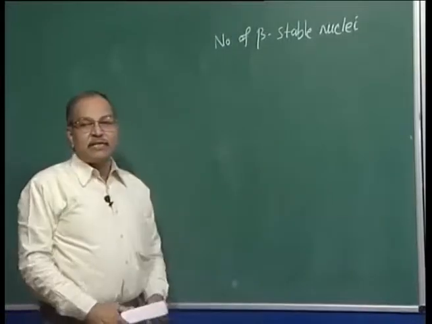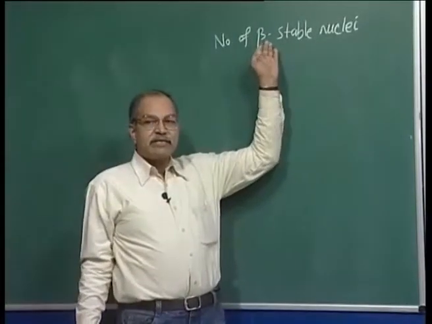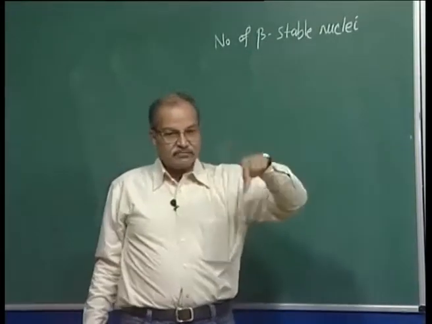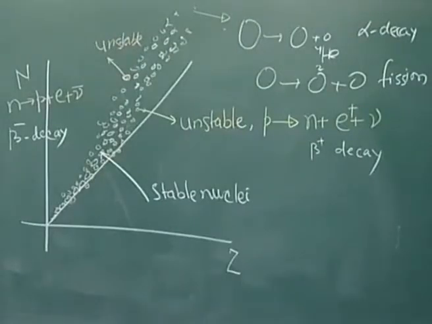Number of beta stable nuclei: the nuclei which are stable against beta decay, beta plus or beta minus. You remember that figure, N versus Z, once again. In that middle part you have all stable nuclei. If you are on one side of it, the nucleus is proton rich, and a proton converts to a neutron by beta plus decay. On the other side of that stability region you have neutron rich nuclei, and there a neutron converts into a proton through beta minus decay. So beta stable means those stable nuclei which do not decay by this beta process, neither plus nor minus.